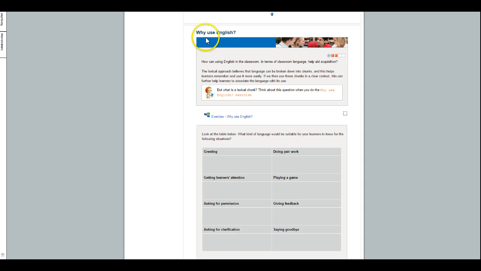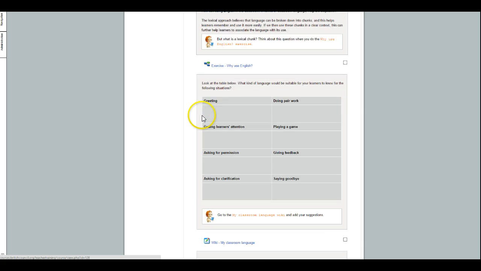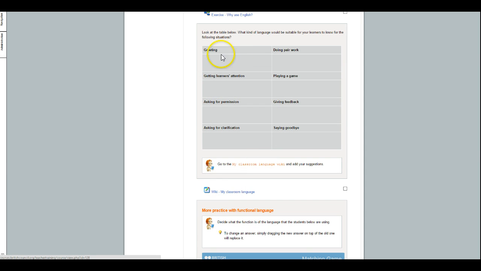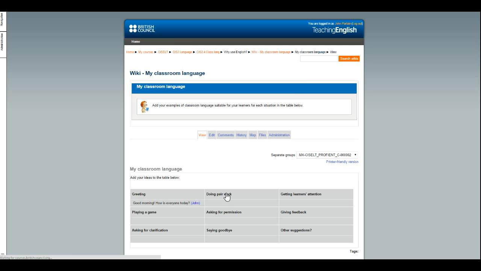Okay, so the second part of the unit is why use English. Here we start taking a look at the lexical approach. Very simple. We first do an exercise on why use English in the classroom. Then you just take a look at this table, and based on this table and after this exercise, we will go to the wiki. Here in the wiki, I've given you an example.